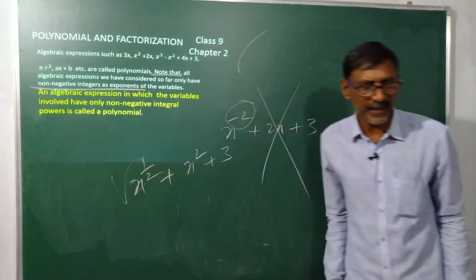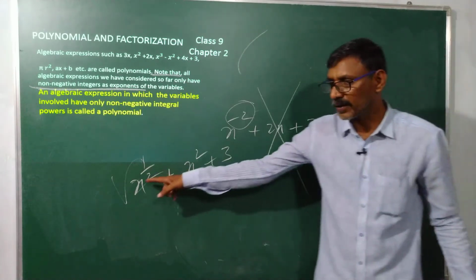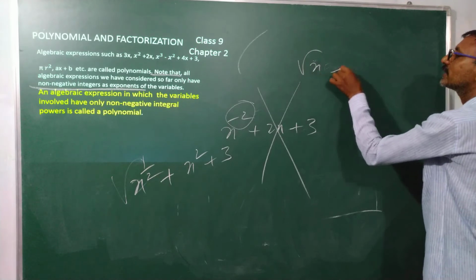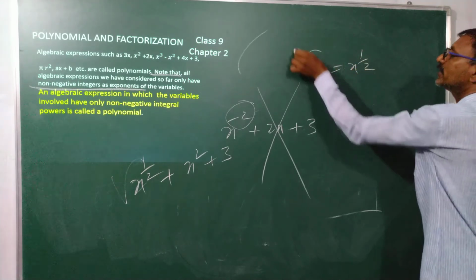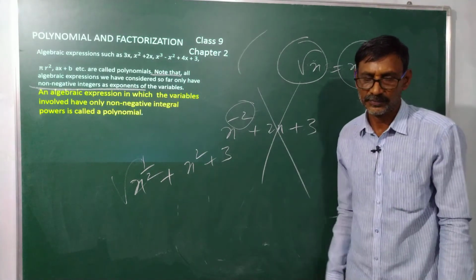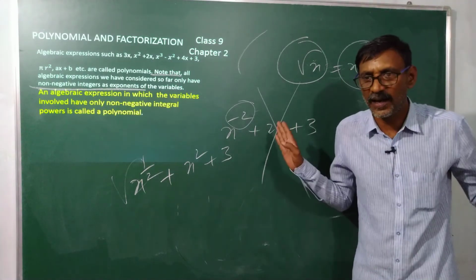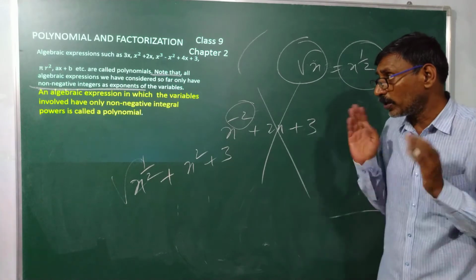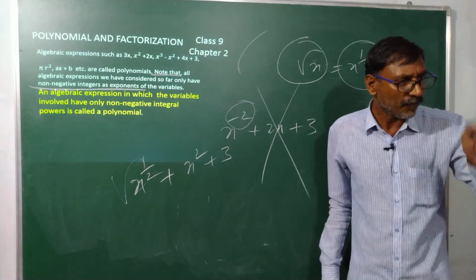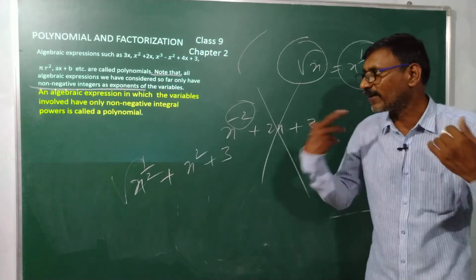Square root is nothing but what? I told you in the last class, root x is equal to x power 1 by 2. This is radical form. This is my exponential form. Am I clear or not? So I told you clearly, every polynomial consists of a one-variable expression, whatever it may be.